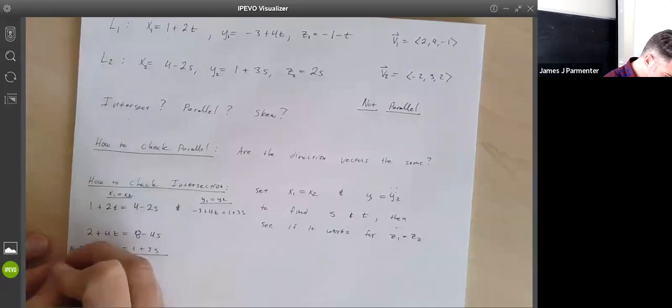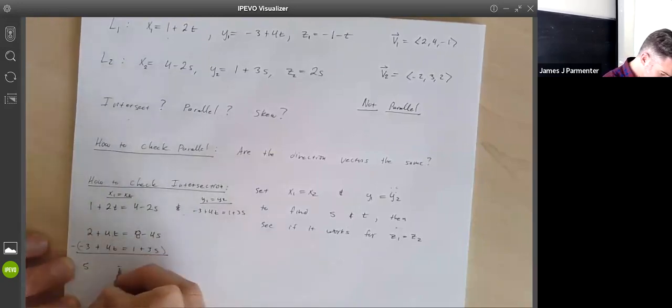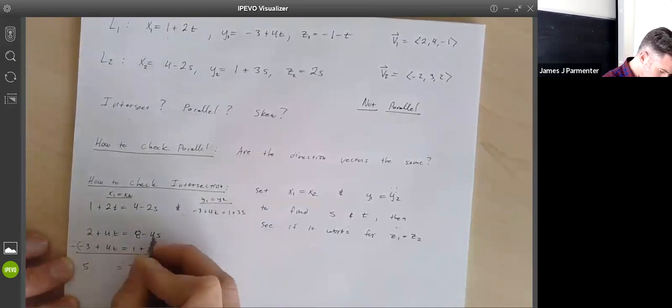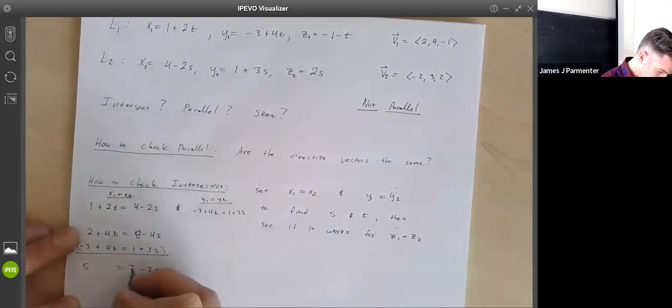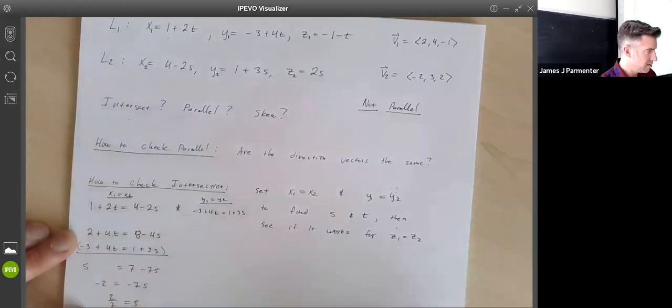If we subtract those, 2 minus -3 is 5. 4t minus 4t is 0. 8 minus 1 is 7. -4s minus 3s is -7s. So subtracting the 7 there, I get -2 equal to -7s. So s is equal to 2 sevenths.